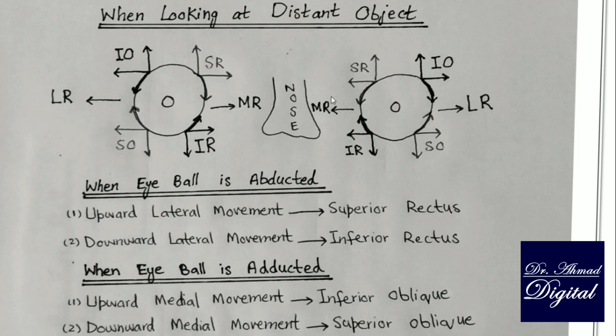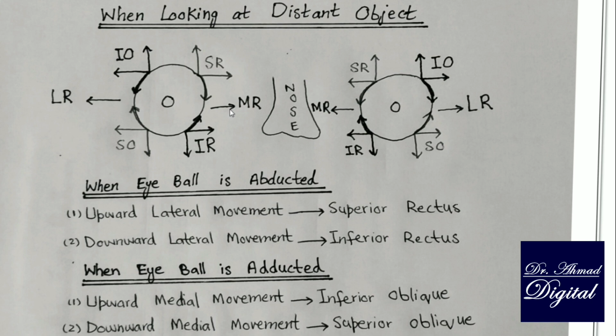This is the right eyeball, this is the left eyeball, and the nose in the middle. Now look at the right eyeball. We have mentioned the names of the muscles in accordance with the direction of the movements of the eyeball they cause. The superior rectus, inferior oblique, lateral rectus, superior oblique, inferior rectus, and medial rectus. We have already discussed the function of medial rectus and lateral rectus.